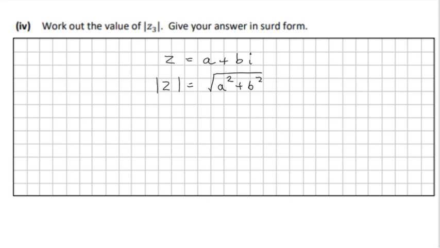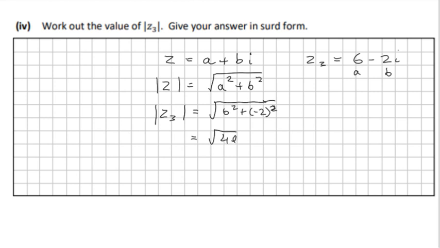All right, so let's get our z3, and you can see we have 6 minus 2i. So we can take out the numbers. That's a and that's b. So we can see the modulus of z3 is equal to the square root of 6 squared plus the minus 2 squared. Put in your brackets with the calculator. Be careful there. And then we get a result of 40 within the square root.